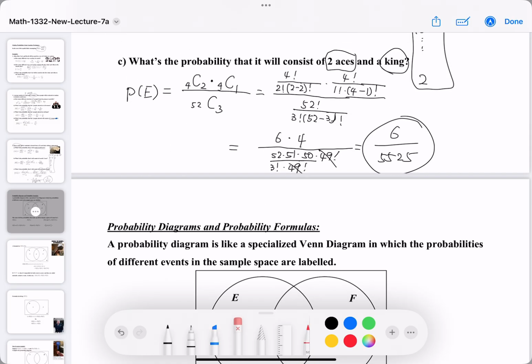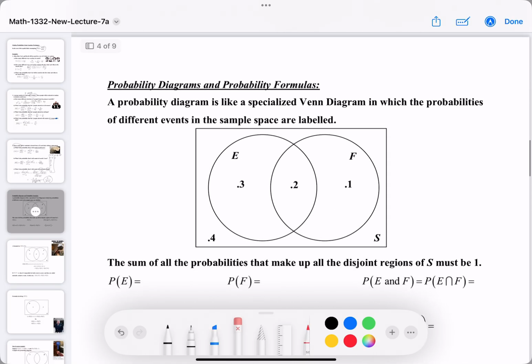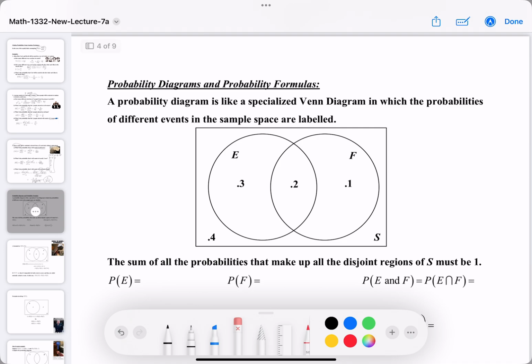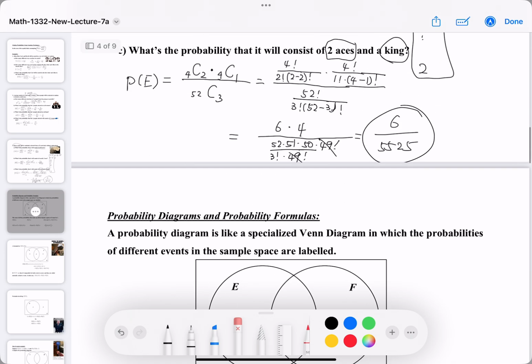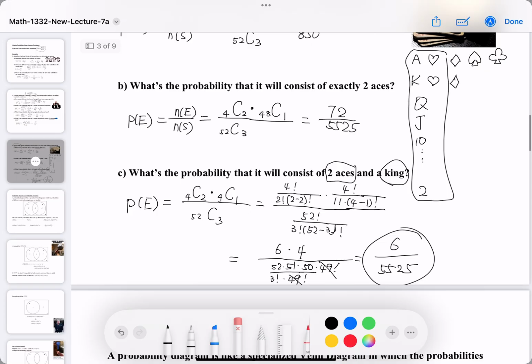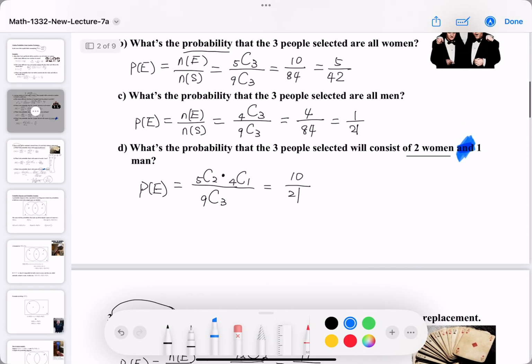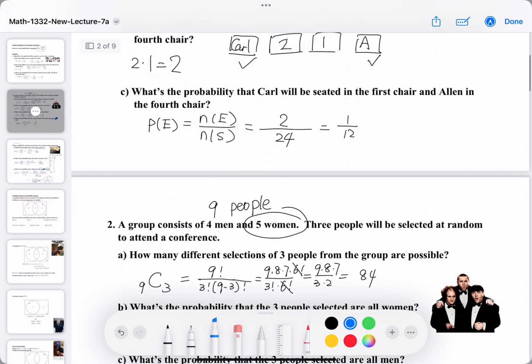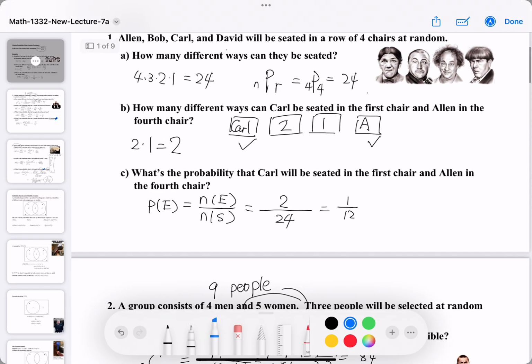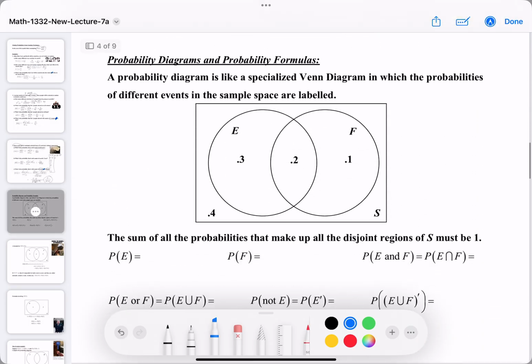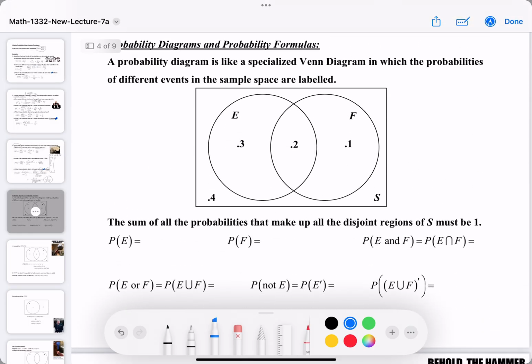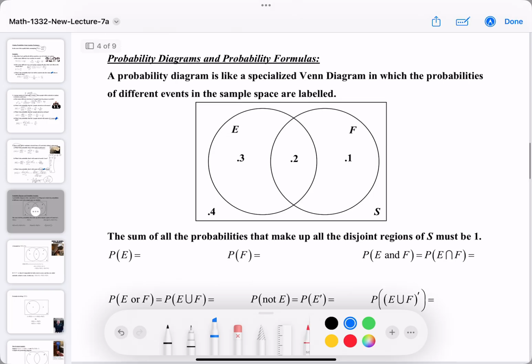Next part, probability diagrams and probability formulas. In the previous examples, you see these questions have the "and." How about "or"? Later we are going to talk about "or." But before that, let's see the diagram.